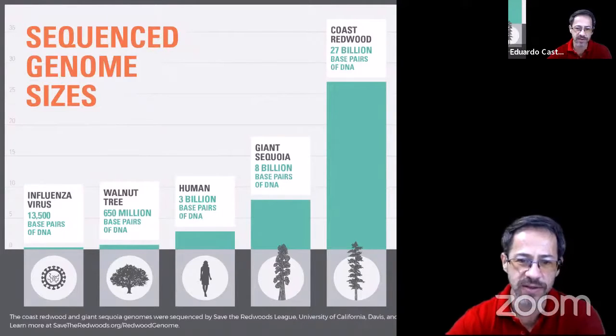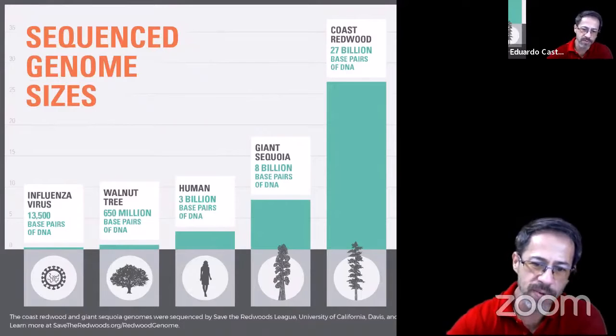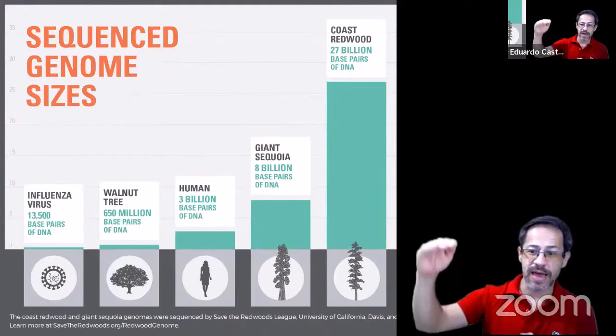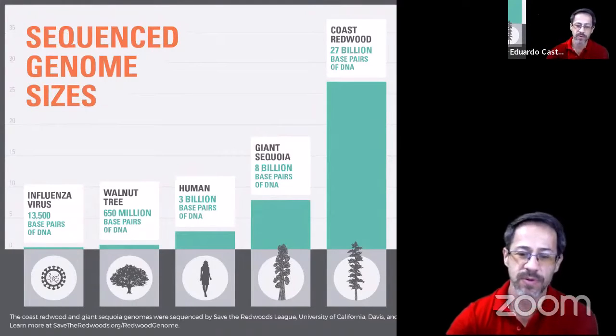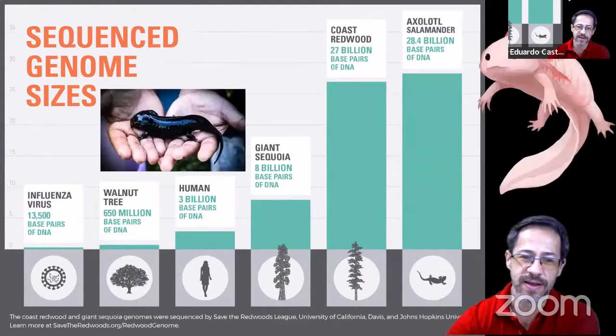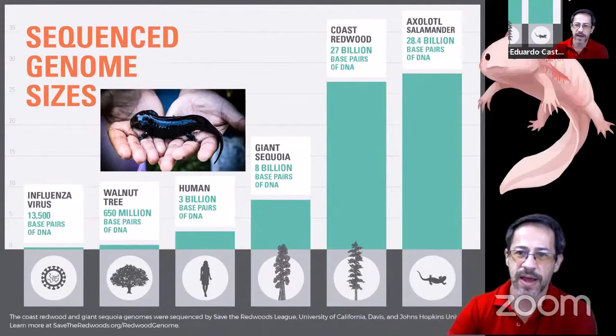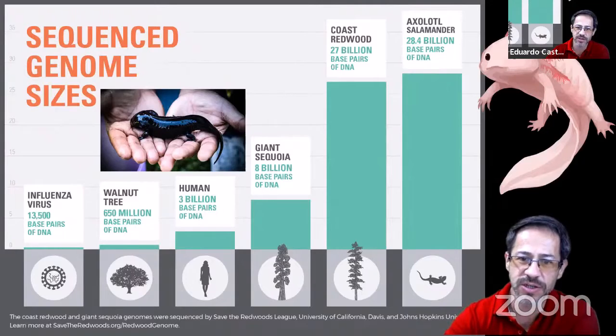And here we can think, okay, the genome size probably correlates with the size of the organism, because these trees are maybe very tall, very high. But what about this guy? So this you probably know, this is ajolote, the axolotl. It's a salamander. It's very small. We can take it in our hands. And its genome is 28.4 billion base pairs. It's much larger than the human genome, but it's a smaller organism.